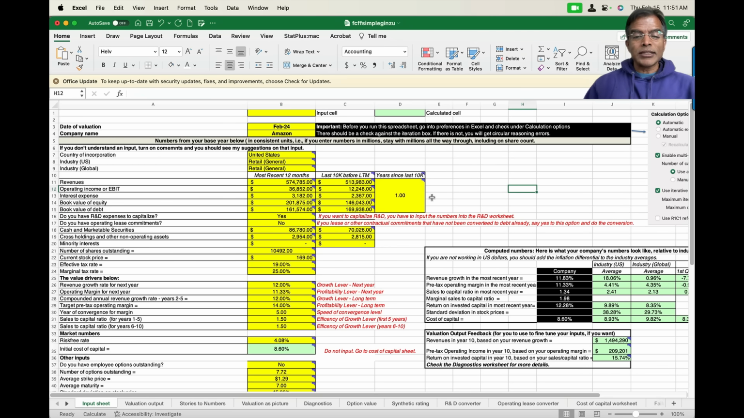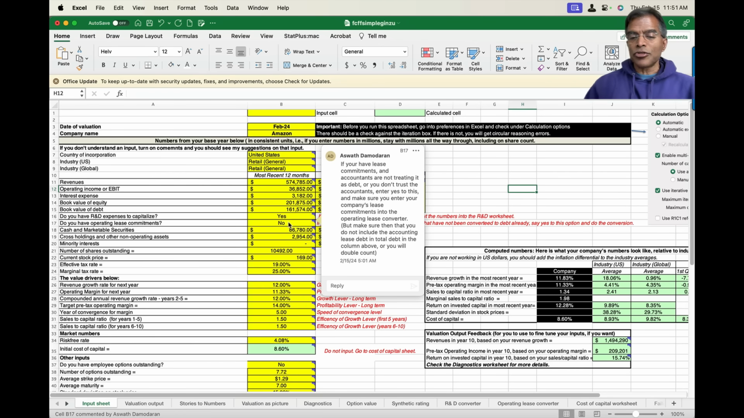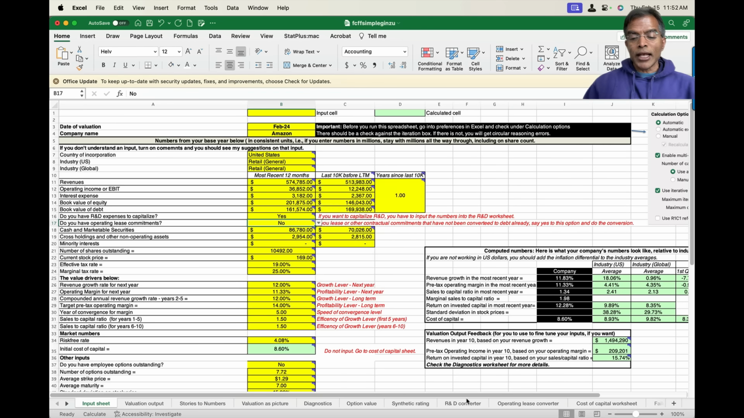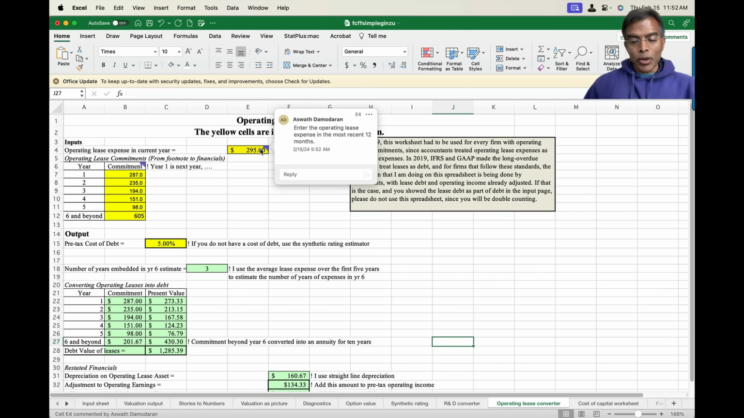But if your company has capitalized leases and you've included them in debt, just leave it at no because you're trusting the accountants. You think, but what if my company hasn't capitalized leases or I don't trust the accountants? Then change this no to a yes. But if you do that, you have to go to the operating lease converter worksheet and enter the numbers for your company. What numbers?